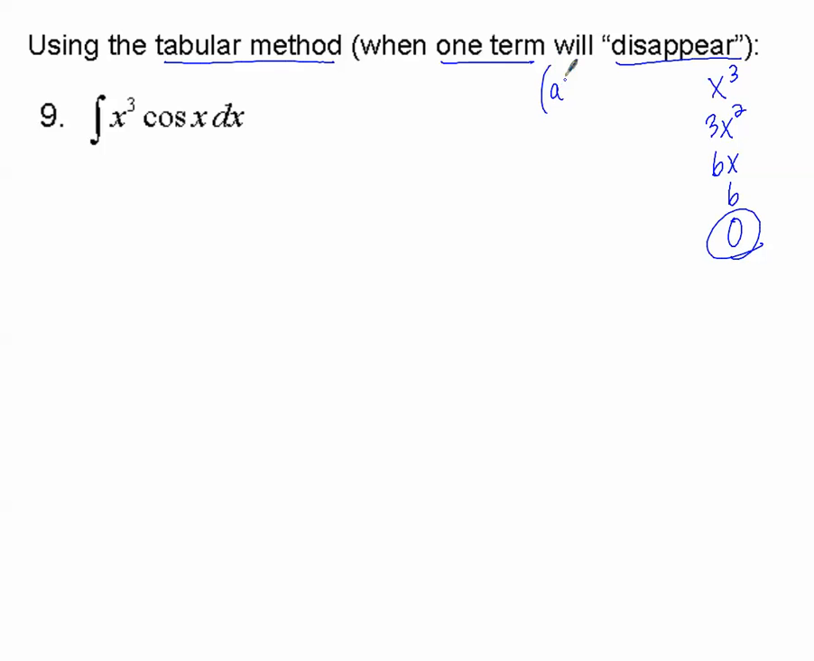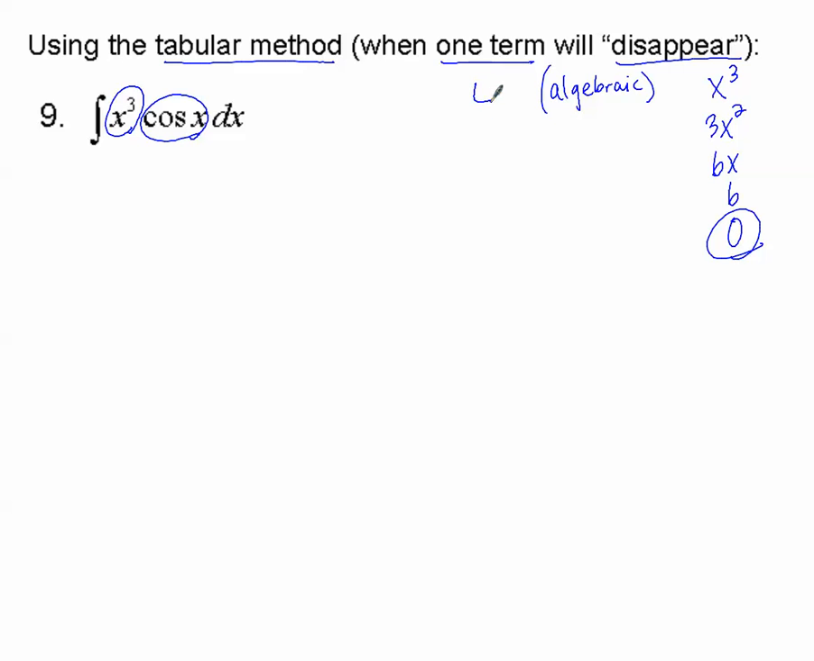So usually this is when you have an algebraic function as one of the factors of the product. That's what we have here. We have an algebraic function and a trig function. So because we have this that'll disappear, we know that we can use the tabular method. So that's what I'm going to show you here, the tabular method. This is a quick way to do the integration by parts, but it only works when one term will disappear.